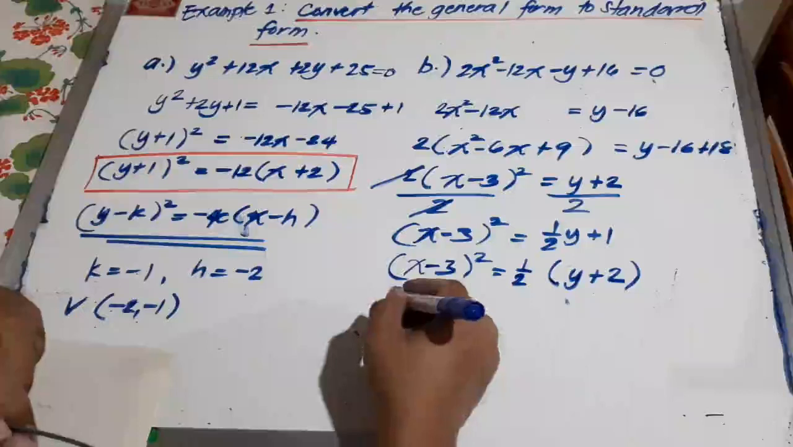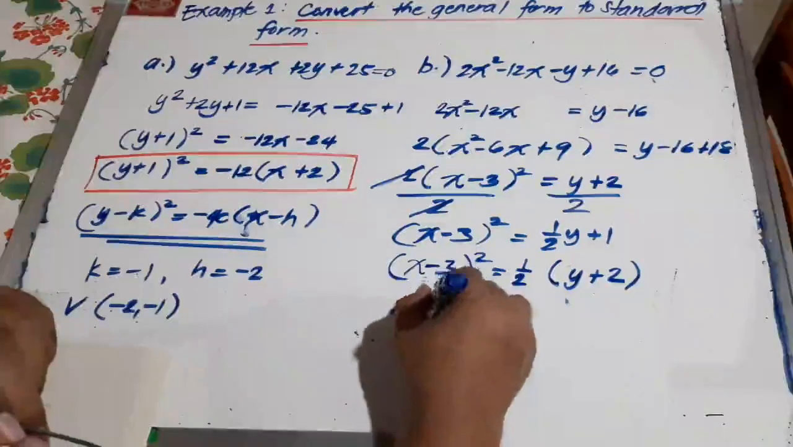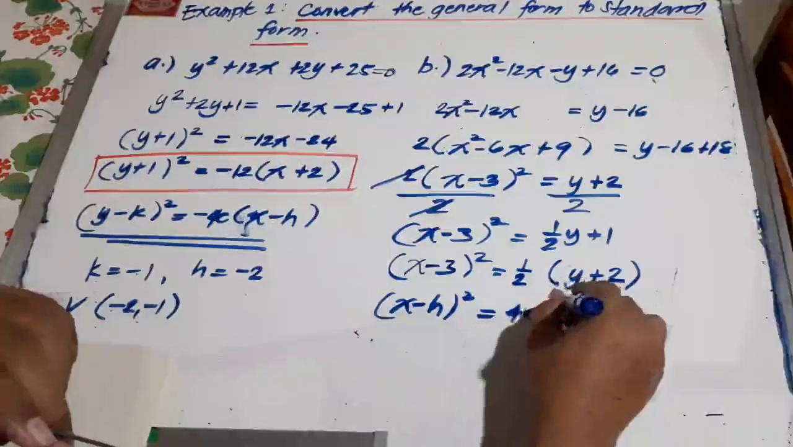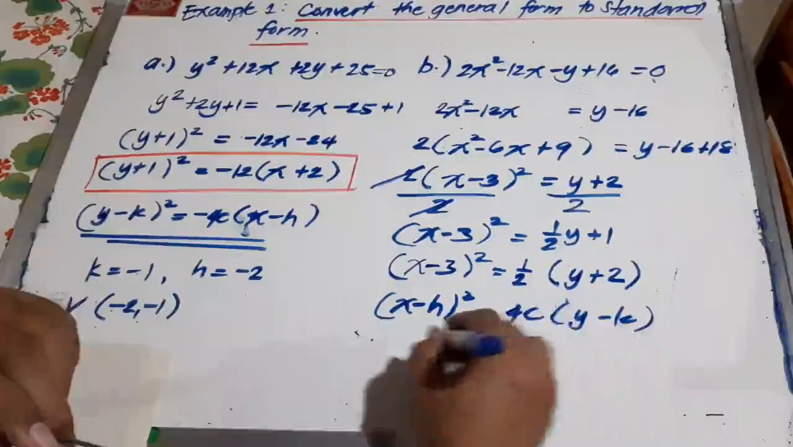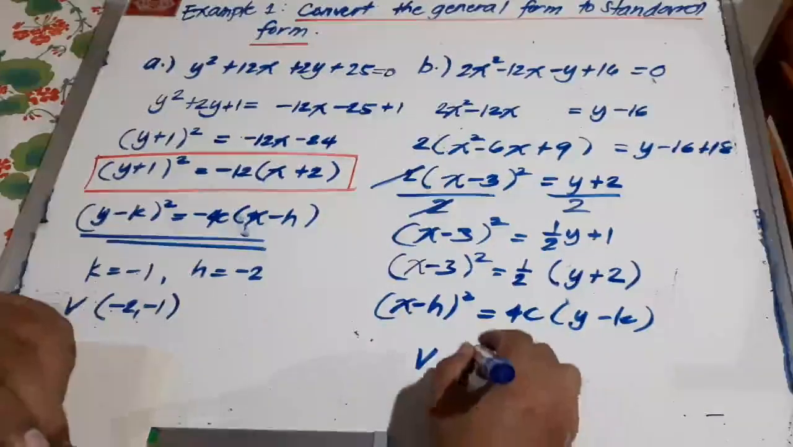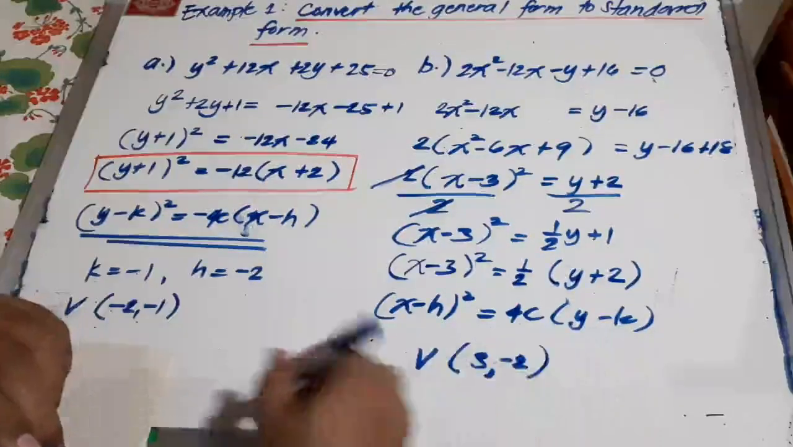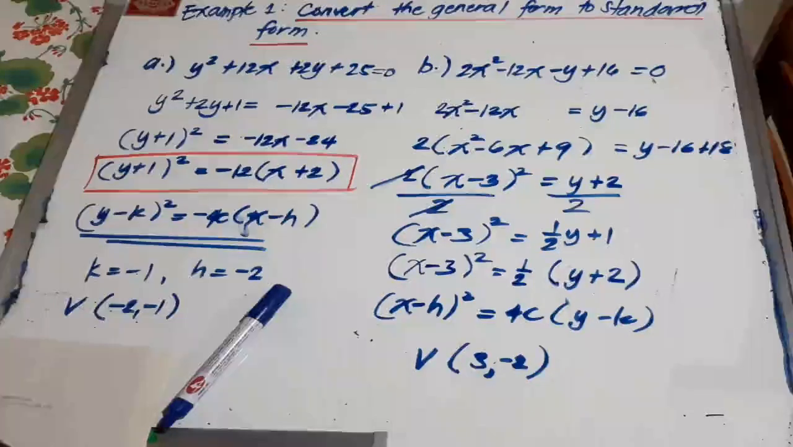At ang katulad nito is this one. Square of x minus h equals 4c times y minus k. So therefore, the vertex is located at h,k. So 3, negative 2. Okay? That is how to convert the general form of a parabola to standard equation. Okay? Thank you.